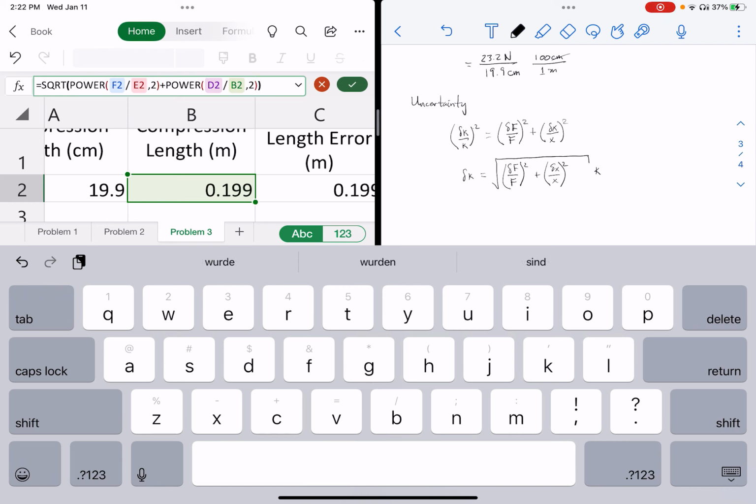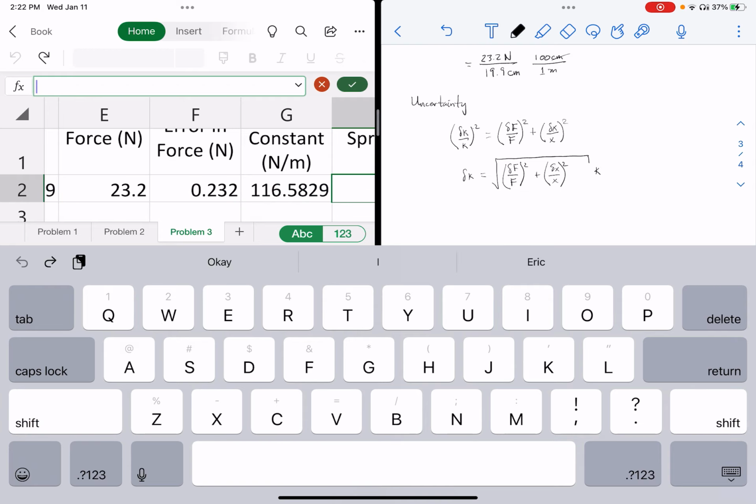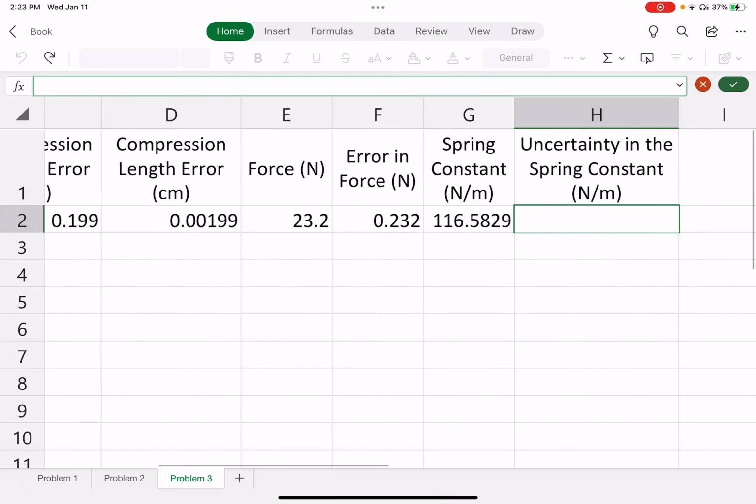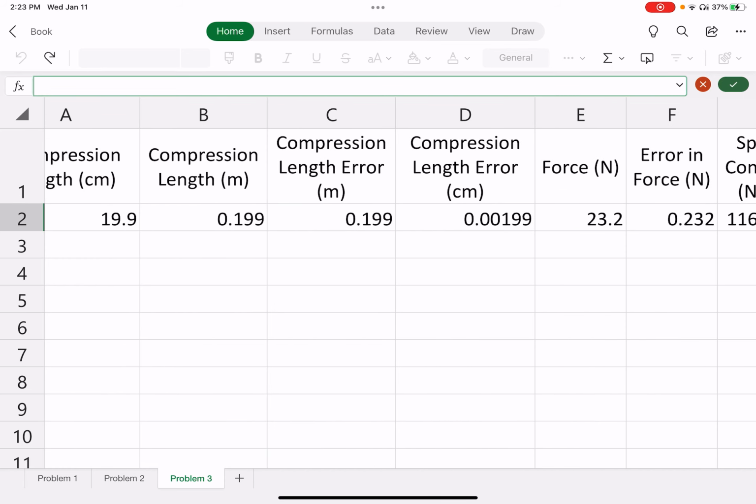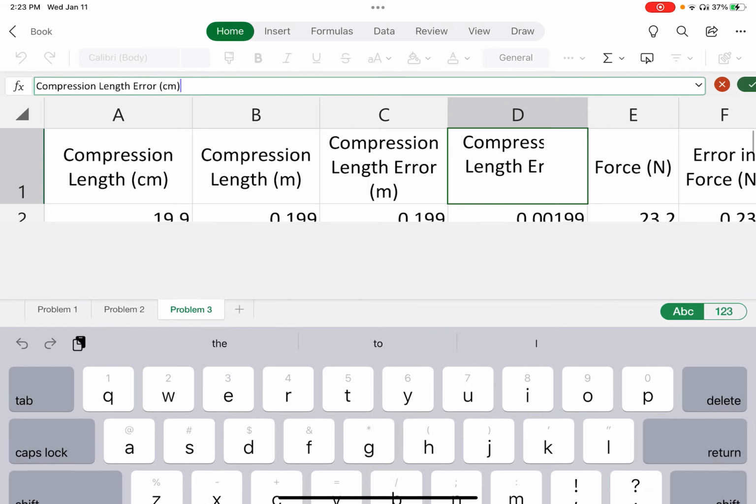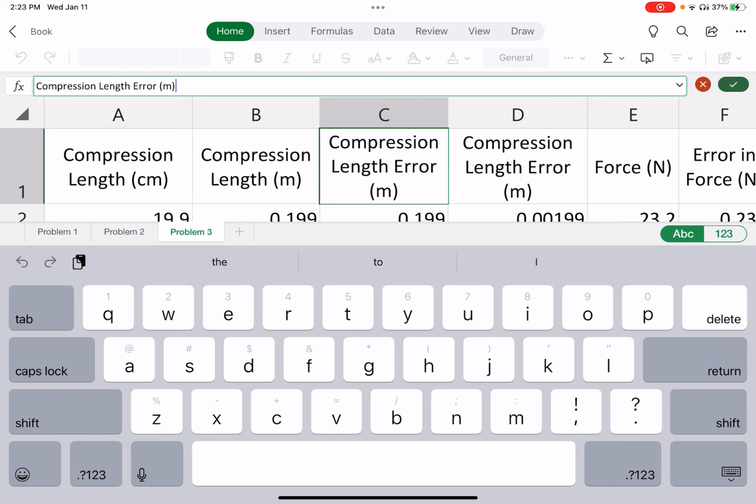So I'm going to close that parenthesis, and then I'm going to multiply that times my spring constant. Let me go back to the compression error, and this is in meters. So I made a mistake there. And then I have this one in centimeters.